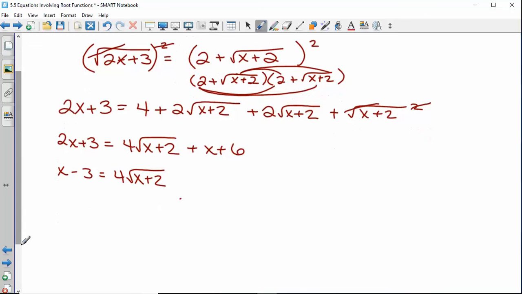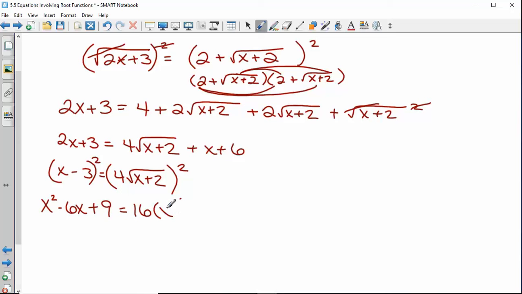And so now, this is like the problems that we were doing in the last couple examples. So now we square. How do you do x minus 3 squared? FOIL, so we get x squared minus 6x plus 9 equals 4 squared is 16 times radical x plus 2 squared is x plus 2.